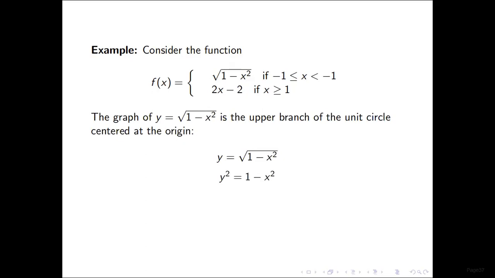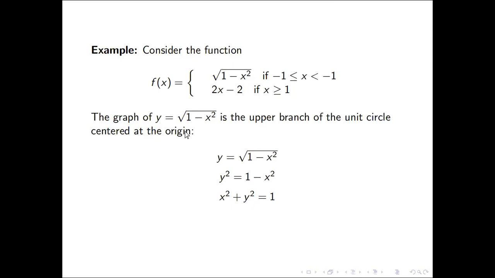Squaring, transposing. What's that? Equation of a circle. We've studied that in conic sections. Where is its center? x minus 0 squared, y minus 0 squared. So its center is at the origin, 0, 0. Its radius is r squared equals 1, so r is 1. So we call that the unit circle since its radius is 1, centered at the origin.